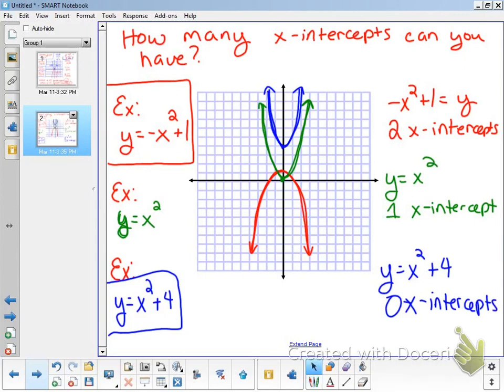Now, this is going to become important when we talk about how to find more information about the x-intercepts and how to determine without graphing if you're going to have 1 x-intercept, 2 x-intercepts, or no x-intercepts. So go answer the questions and make sure you submit them.